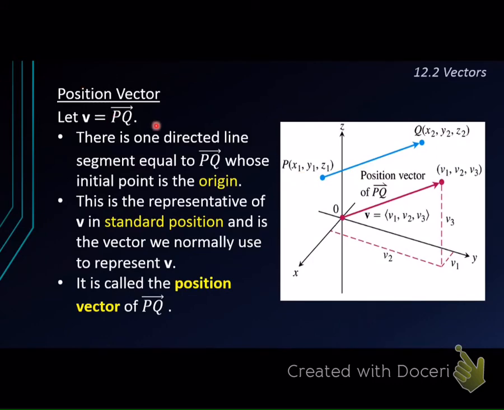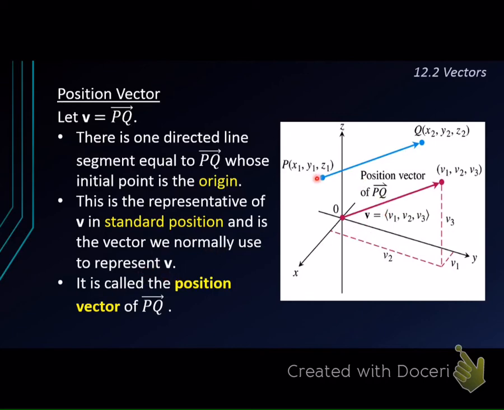Okay, after we talk about vectors, let's take a look at position vector. What does it mean by position vector? Just now we said all vectors having the same direction and the same length are the same. So let's say we relabel the vector PQ as V. And then it says here, there is one directed line segment equal to this PQ whose initial point is the origin. And this directed line segment is the representative of V in standard position, and is the vector we normally use to represent V.